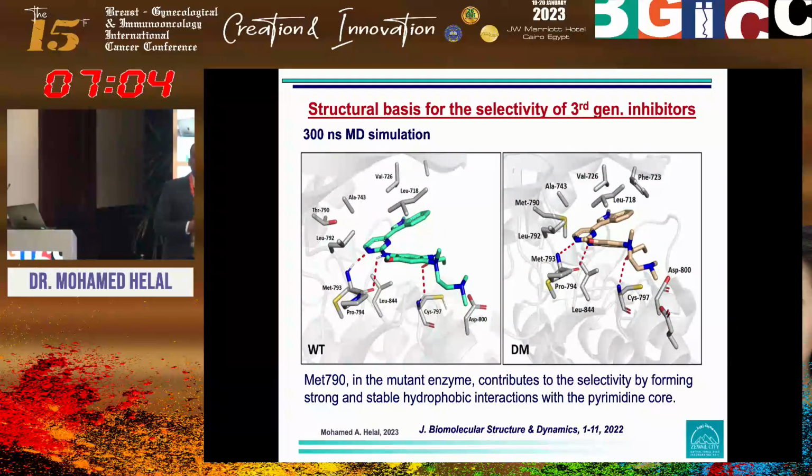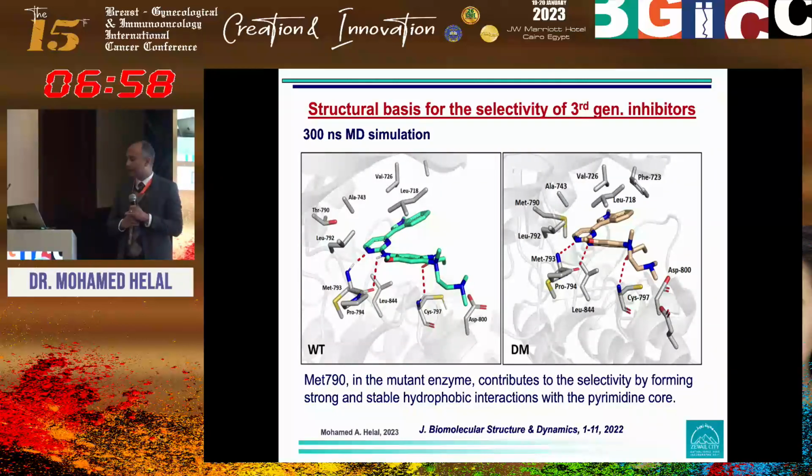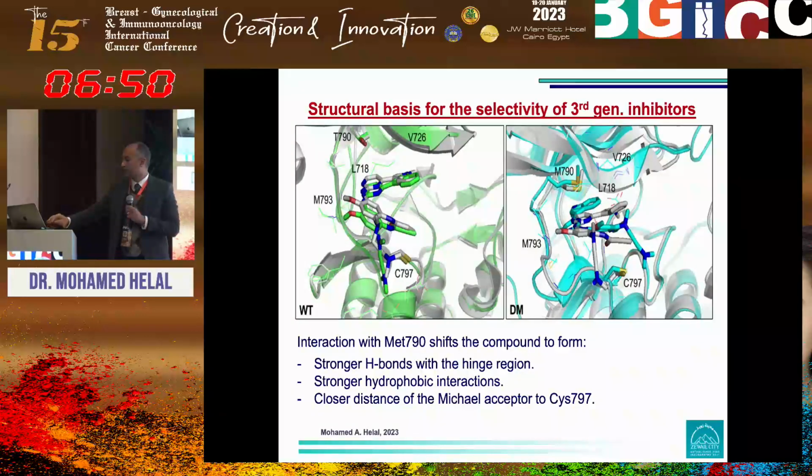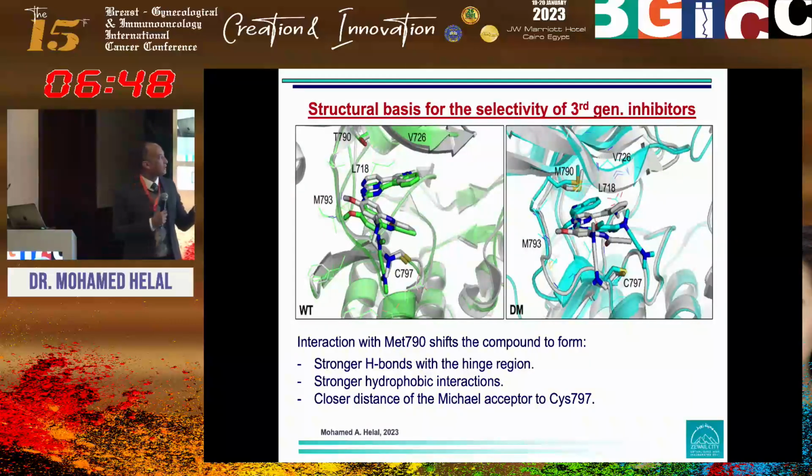At the end of our study, we concluded that the selectivity for the mutant form over the wild type form can be attributed to two factors. One is a direct factor and the other is an indirect factor. The direct factor is the strong and stable hydrophobic van der Waals contact between the pyrimidine core of the osimertinib and methionine 790.